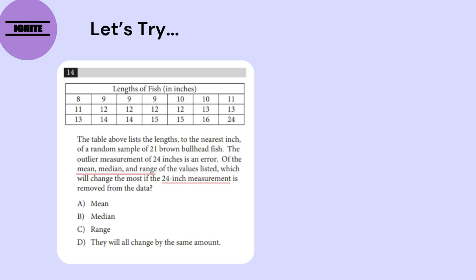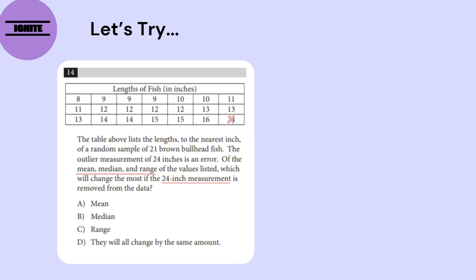So how do we calculate these? Well, we know the mean is just the average. The median is just going to be the middle number, and the range is the difference between the greatest and the least. So let's see what would happen when we get rid of 24. Well, we know the mean would definitely change. It would decrease. The median would not change. It would actually roughly stay the same in the middle.